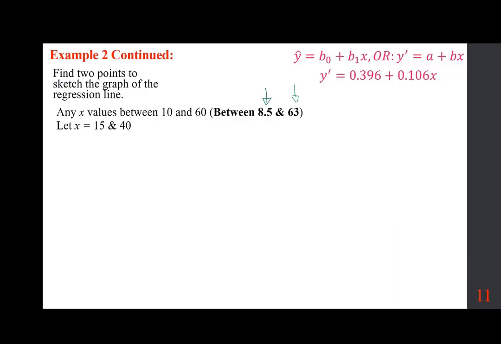That's the idea of scope. You can't go beyond those because your model is based on the given information, and you have to pay attention to the endpoints. So it works between those two and not beyond. So that's what we mean by scope. And so with that being the case, if you plug in 15, see what happens. You get 1.986, almost 2. If you plug in the 40, you get 4.636.